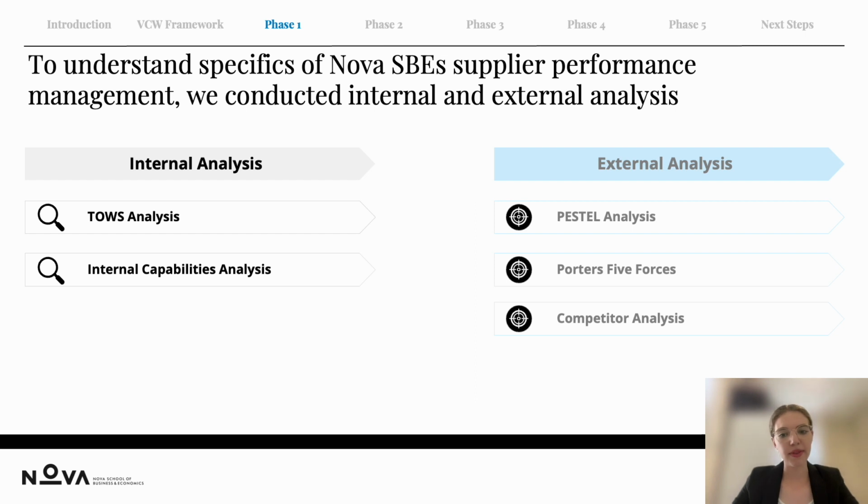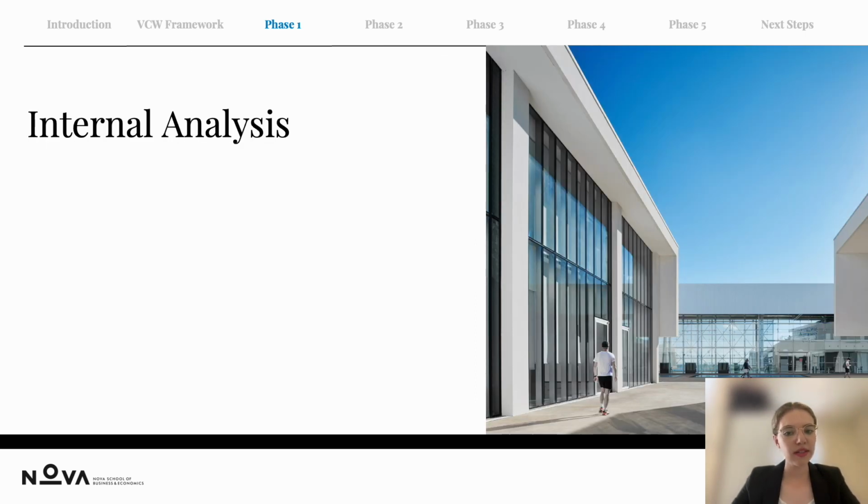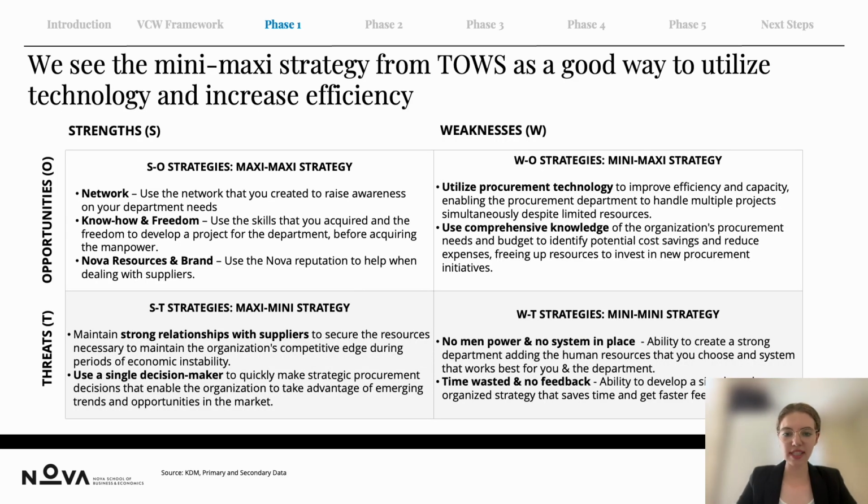So let's start with the internal analysis then. Here we will start with the TAOS. As a first internal analysis, we conducted a TAOS, and we found out that the mini-maxi strategy would be a good opportunity to utilize technology and simultaneously increase efficiency. Right now there's no system or technology at Nova SBE Procurement in place.